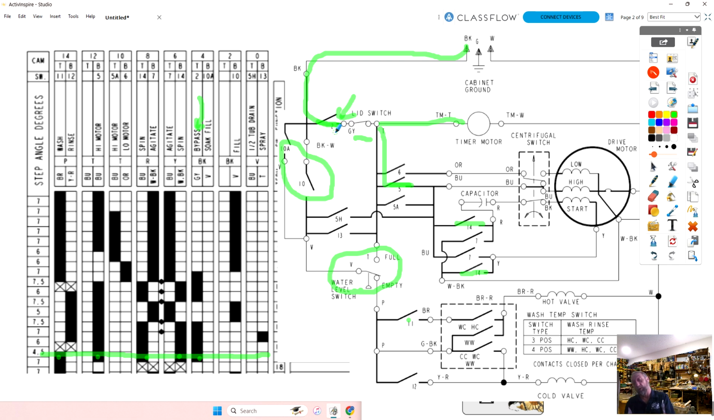Now, we have a lot of newer washers that have lock mechanisms. Can anybody tell me why a washer would use a lid switch over a lock mechanism? Let's first give a couple examples of machines that have lock mechanisms. Does Frigidaire use lock mechanisms on their washers? Their top loads?